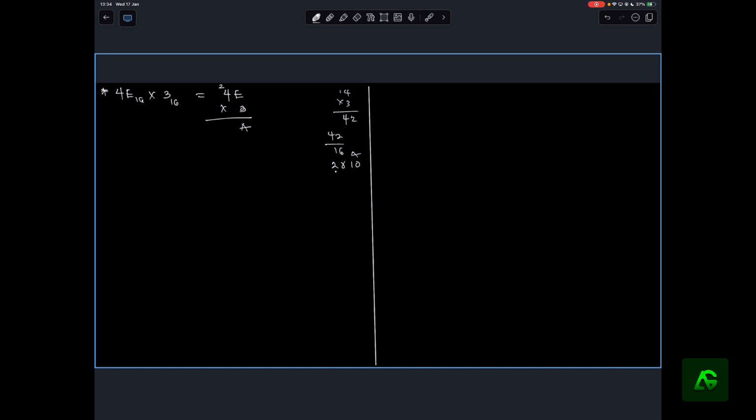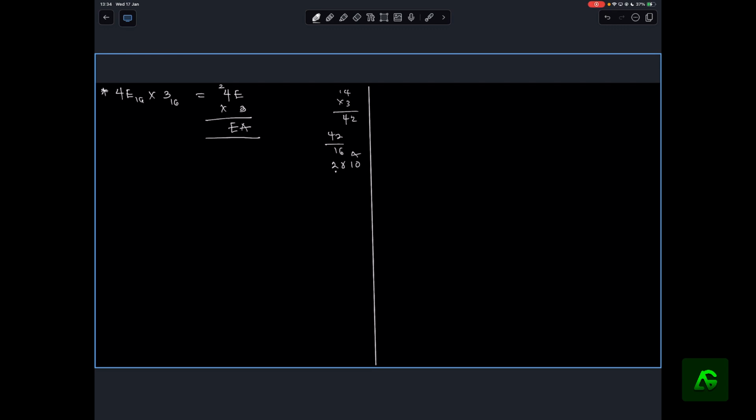So what is 3 times 4? 12 plus 2. That is 14, right? So we can have 14 in base 16. But what is the representative of 14 in base 16? It is E, right? So that is how we have the answer to become E8.